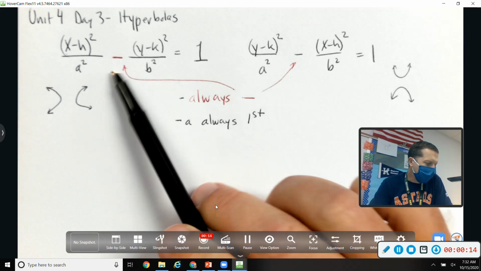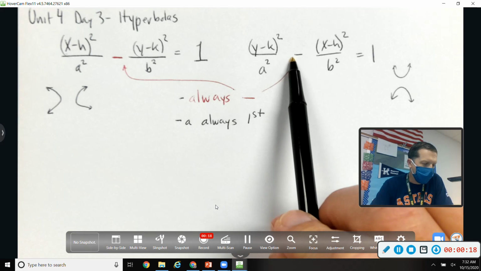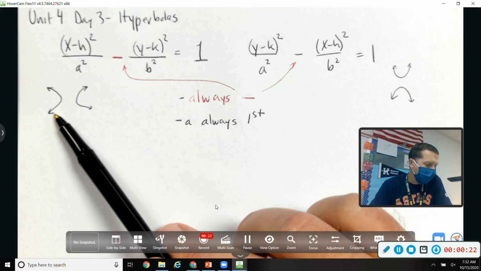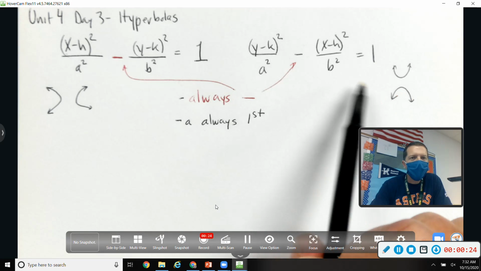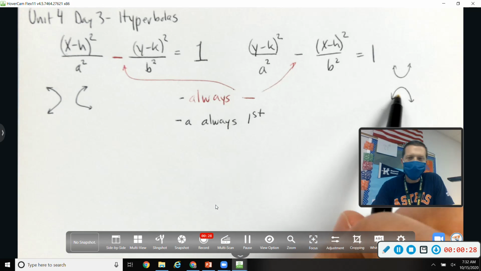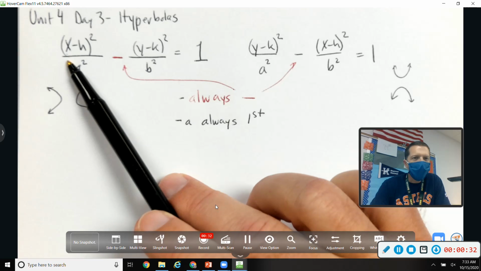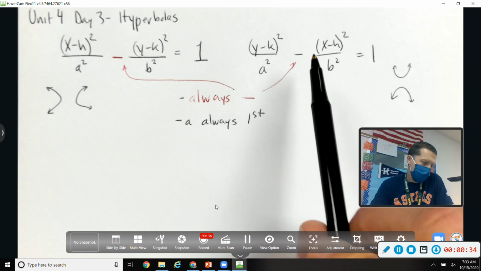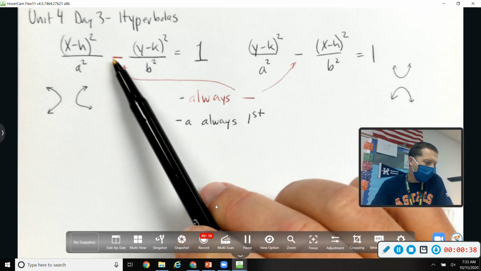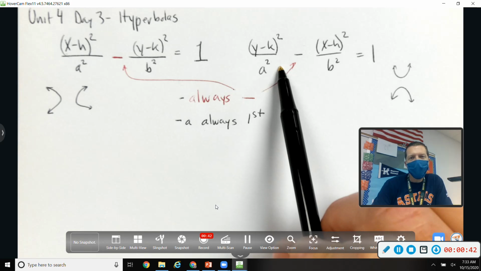They look like ellipses, except that there's a minus sign instead of a plus sign. That's a small difference in the equation, but a very big difference in terms of what the graph looks like. Hyperbola kind of sounds like parabola, so it kind of looks like a parabola, except that there's two of them. If the x thing comes first, it's left and right. If the y thing comes first, it's up and down. Again, it's always negative, as opposed to ellipses where it's always positive.